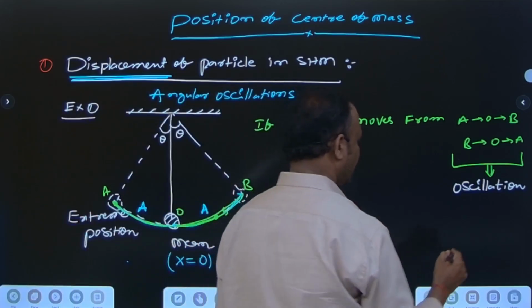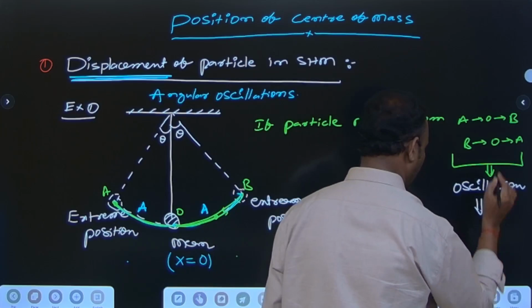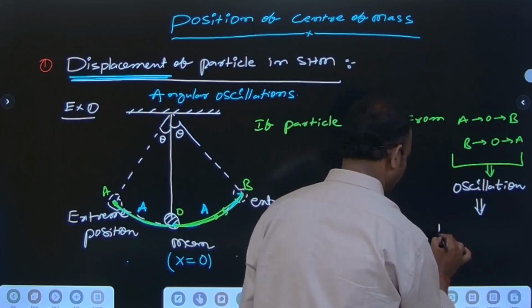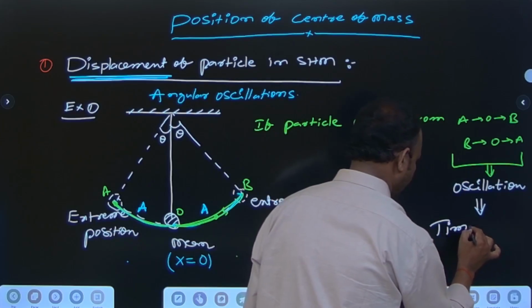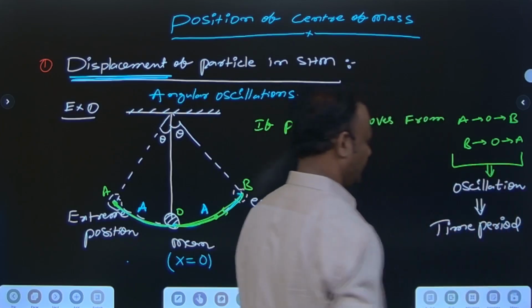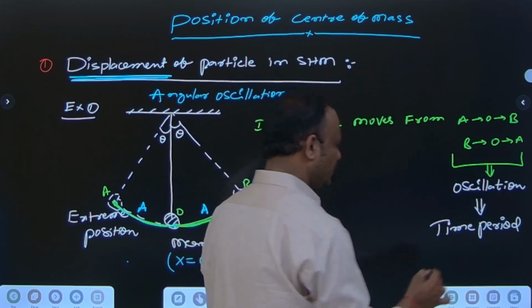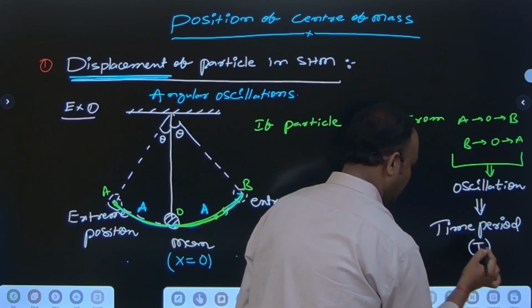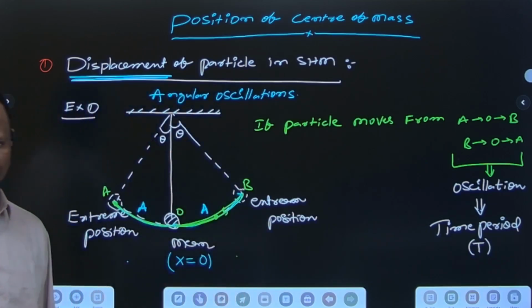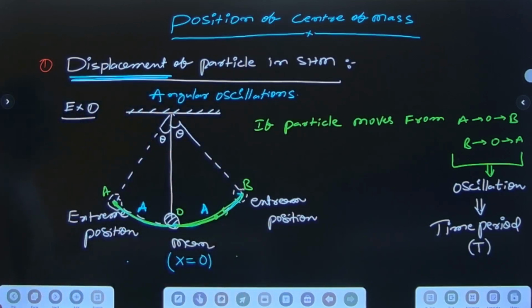The time taken for completing one oscillation is called time period. So time period is denoted by capital letter T. Time taken is denoted by small letter t.